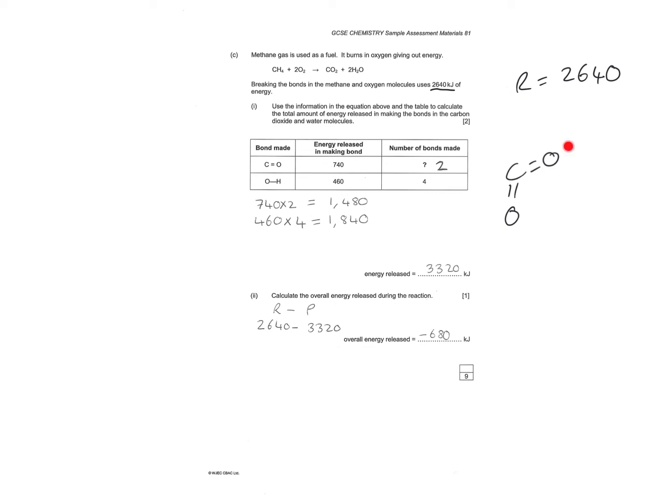Okay. Nowadays they draw that out for you. Okay, you would not be expected to draw it at GCSE. And then reactants minus products gave you minus 680.